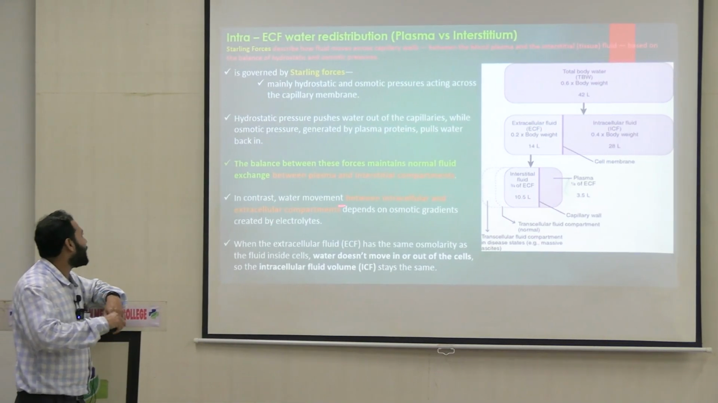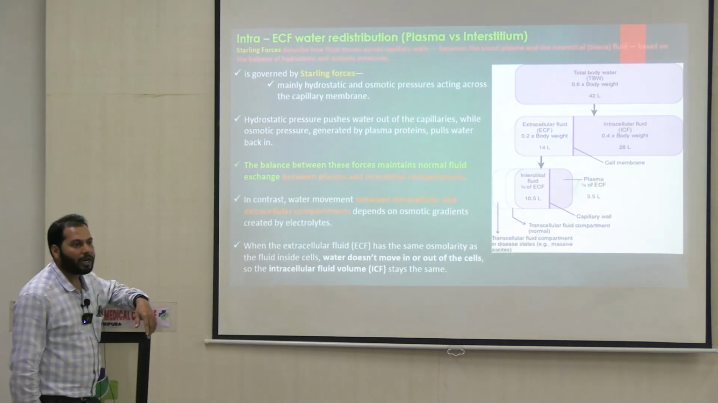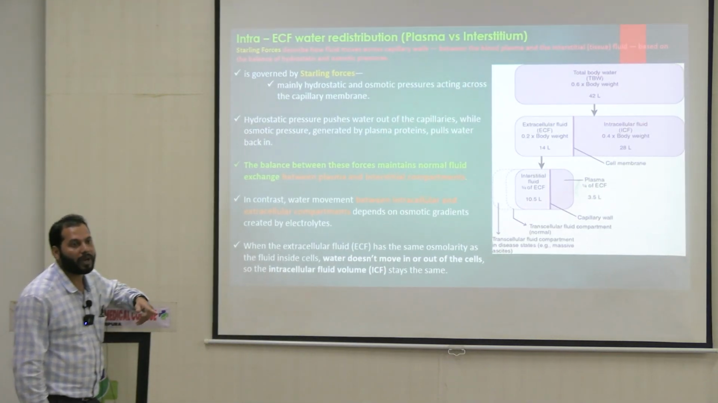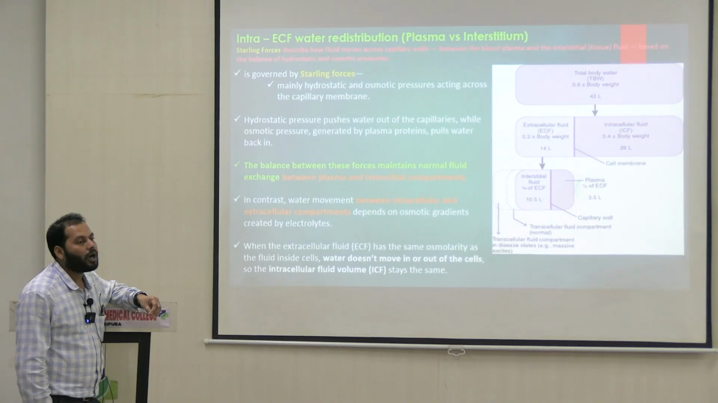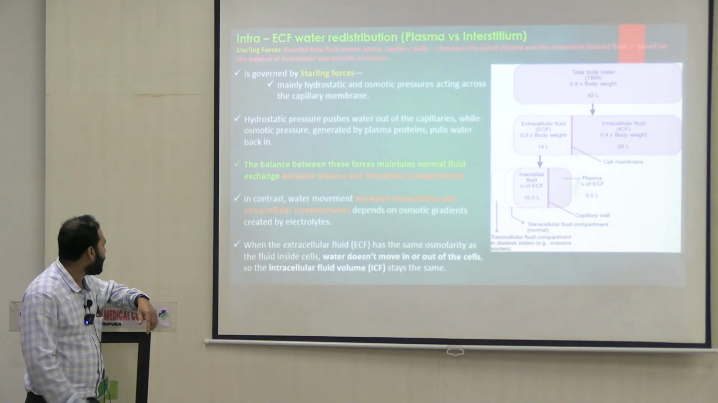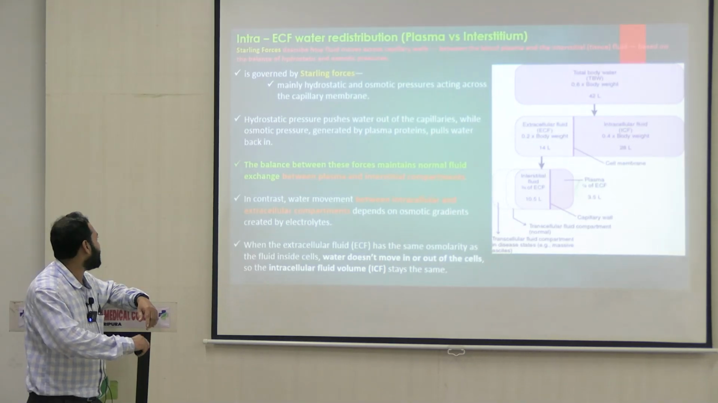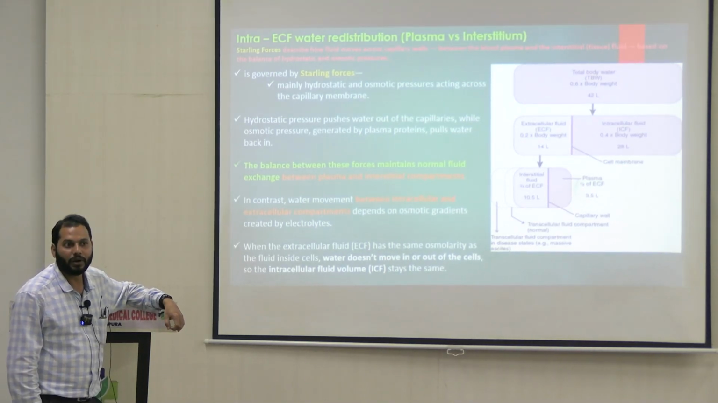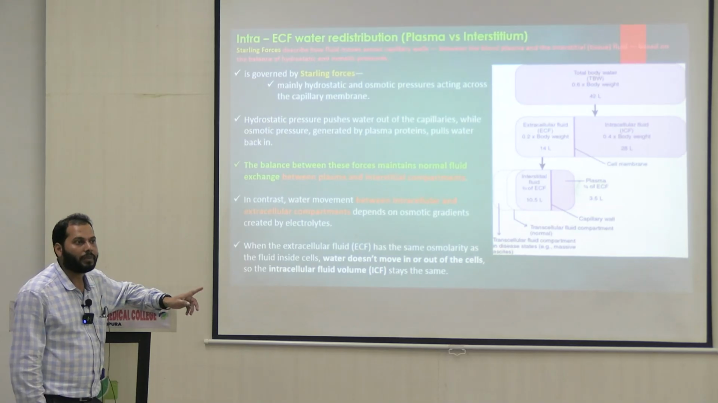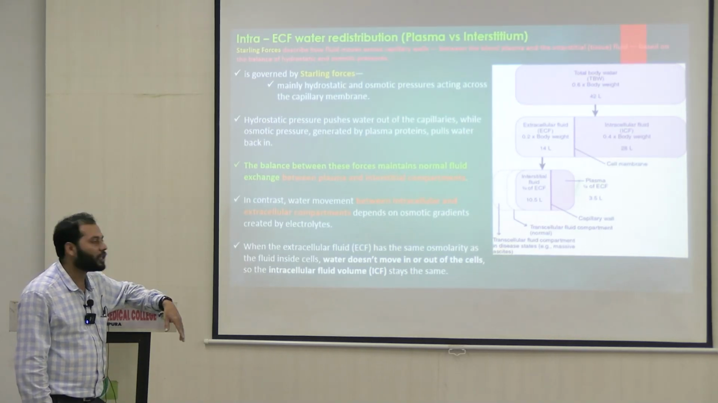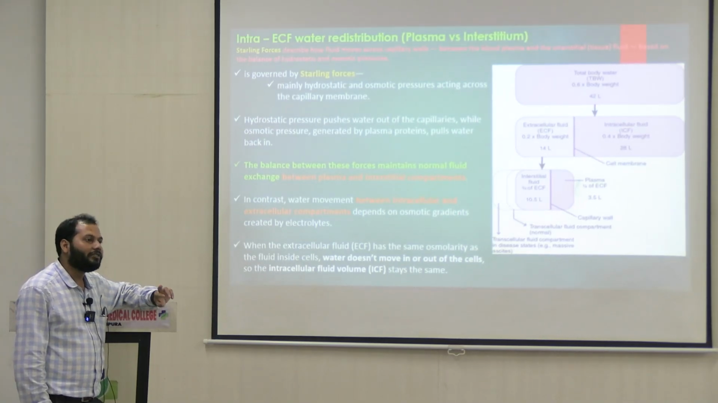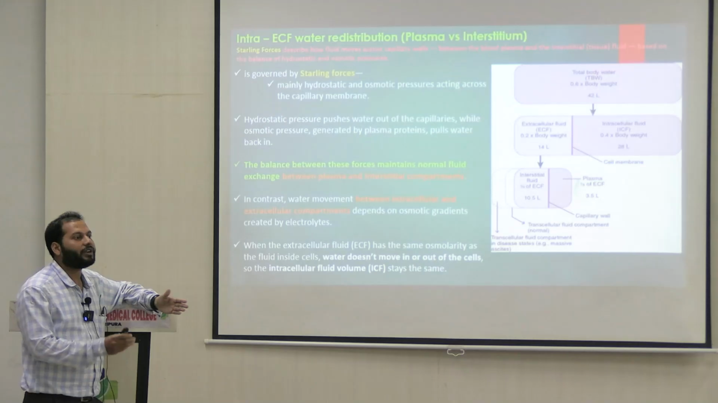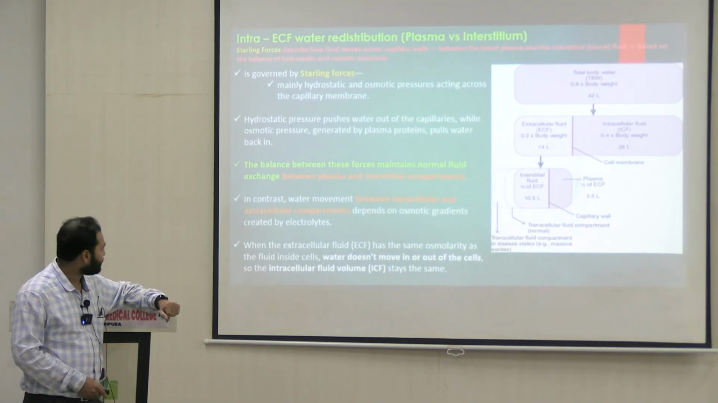But if you see the water movement between intracellular and extracellular compartments, means inside the cell and outside the cell, here outside the cell means it may be interstitial, it may be blood plasma, or it may be transcellular fluid, right? So that depends on the osmotic gradient that is created by electrolytes only, right? No hydrostatic pressure works, but instead there is an osmotic gradient, and osmotic gradient actually means the concentration difference of a particular solute in two different body fluid compartments, right?